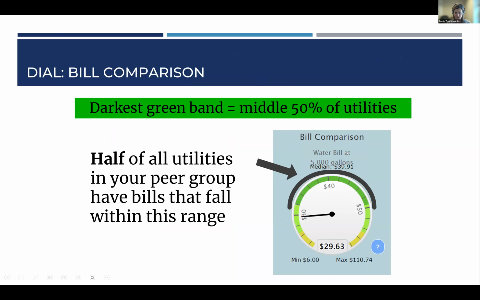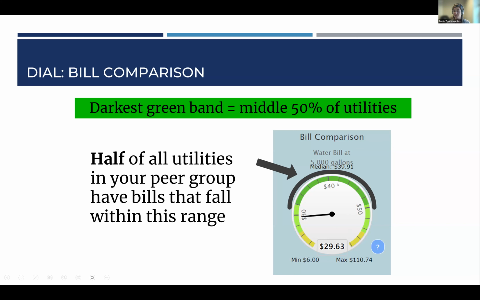The bill comparison tab again reiterates what we're looking at. So we're looking at the water bill at 5,000 gallons. And just as a refresher, we are currently looking at and comparing rates across all utilities within the survey. So the median for all utilities within the survey for residential water at 5,000 gallons is $39.91. And we can see here that Tuscaloosa, their bill for water at 5,000 gallons is $29.63.